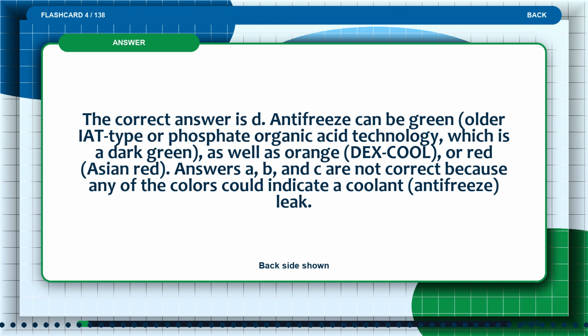The correct answer is D. Antifreeze can be green, older IAT type or phosphate organic acid technology, which is a dark green, as well as orange, Dex-Cool, or red, Asian red. Answers A, B, and C are not correct because any of the colors could indicate a coolant antifreeze leak.